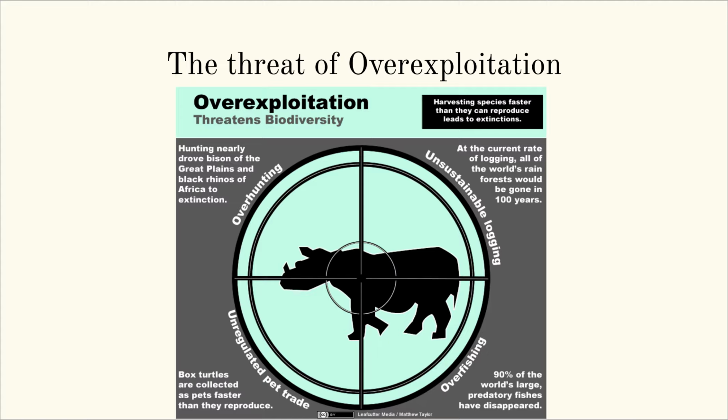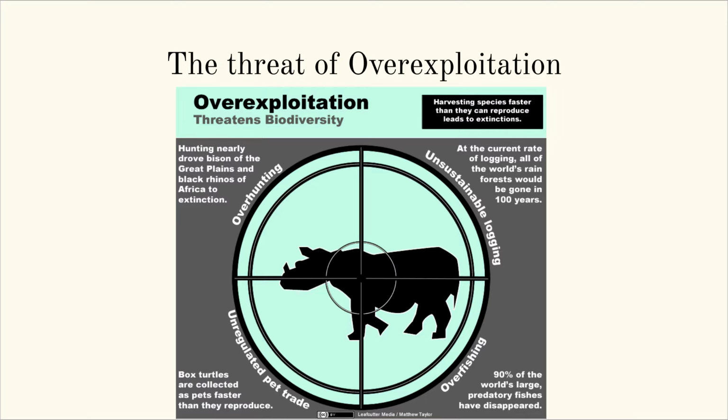The next term I'd like you to learn is called overexploitation, and it's a threat. This is the threat of overexploitation. What does that mean? Overexploitation is when somebody or a group or organization is harvesting species faster than they can reproduce, which leads to extinctions. If you remember, extinctions can be individual species or mass extinction. Here, they're probably referring more to background extinction or just extinction in general.